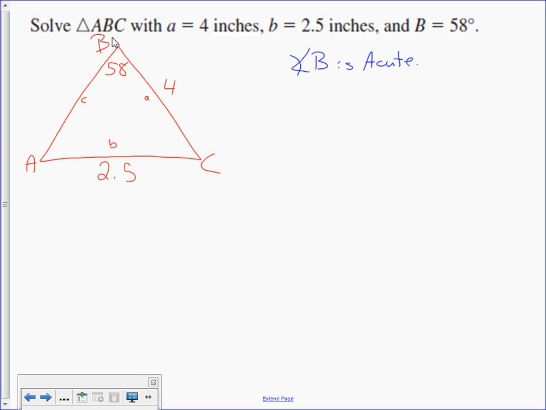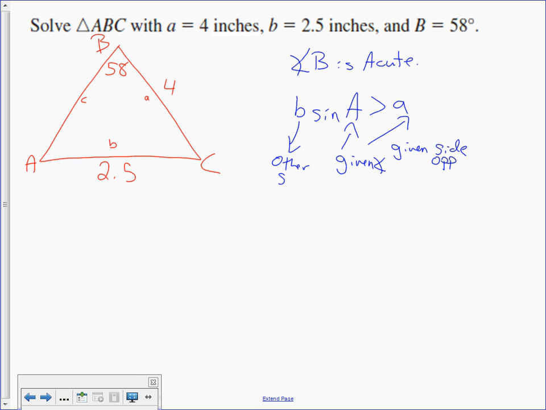So here's what this says. When it says B sine A greater than A, remember, this value is the given angle, and this is its given side, the side opposite. This guy is just the other side. So it's not always going to be side B, side A, angle A. In this case, you have angle B and side B are the ones that are opposite.